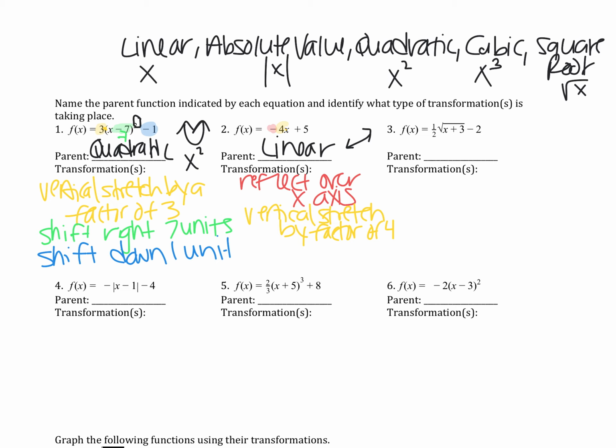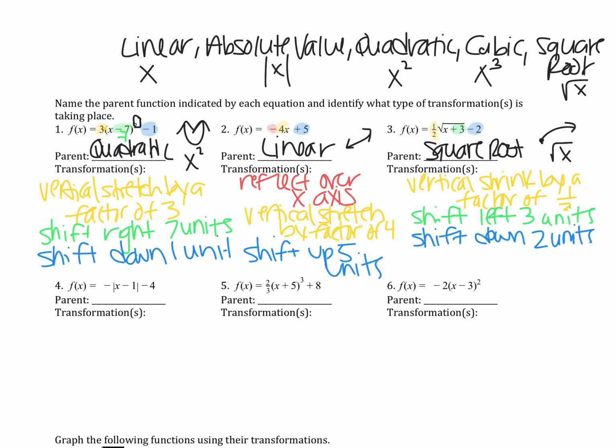Lastly, at the end, we will notice this +5. It is not inside parentheses, it's at the end by itself, so that's going to shift it up or down, exactly what we think. So we'll shift it up 5 units. And there's all of our transformations. Go ahead and pause this and see if you can give number 3 a try, and then see how we did.